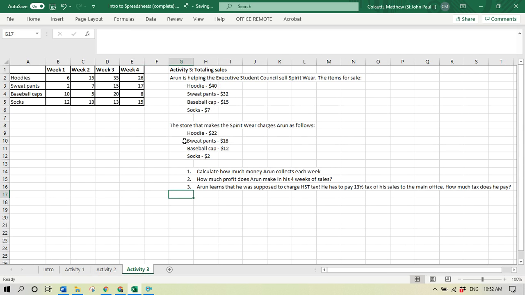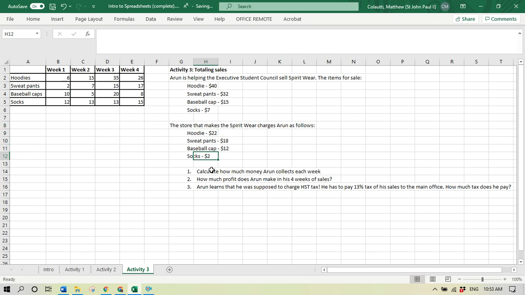Activity 3. Arun is helping the Executive Student Council sell spiritware. This is where they sell clothes with kind of the school logo. So they get a hoodie for $40. So he sells things, sells a hoodie for $40, sweatpants for $32, baseball cap for $15, socks for $7. Now, the store that makes the spiritware, this is how much they charge him. So he makes some profit, different amount of profit on each item.